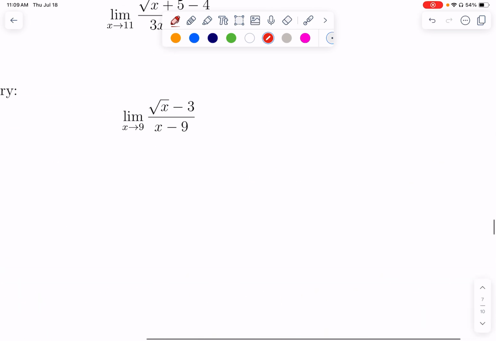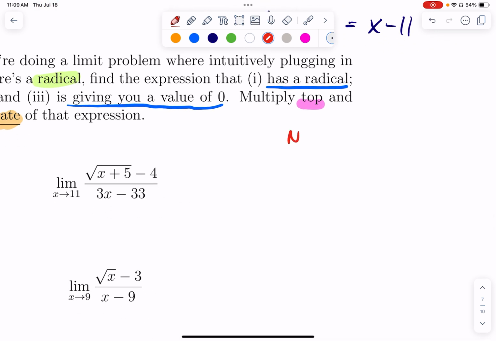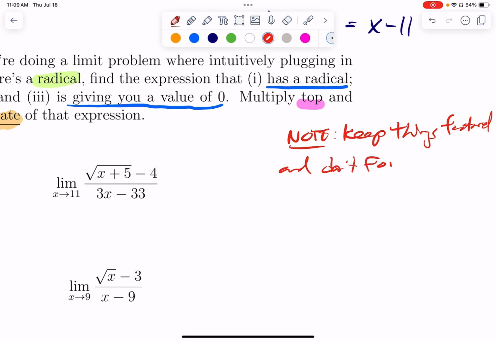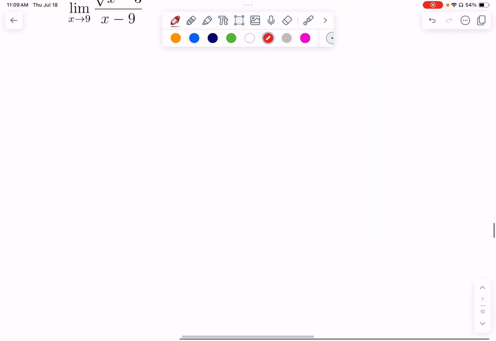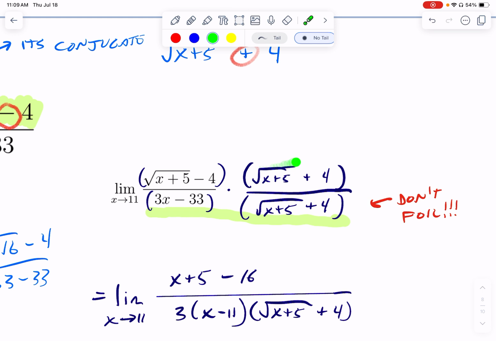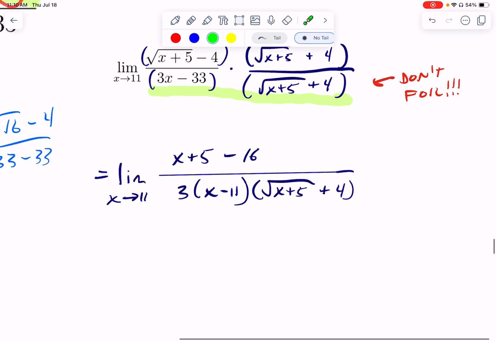All right, and let's put this back in the main notes. Keep things factored and don't FOIL unless you know it will help. Right. In the numerator, multiplying it together will help because it's a special trick that gets rid of the radicals. In the denominator, if we try to multiply this out, it's a complete mess. So let's just leave it as is and try to factor it even more.